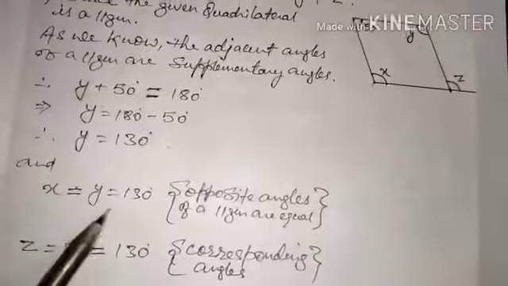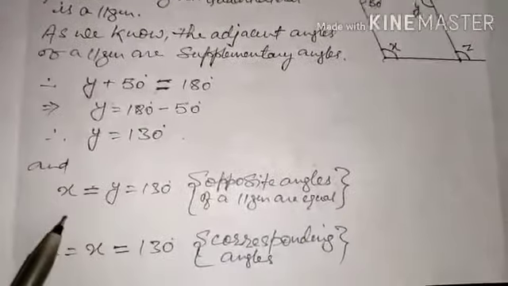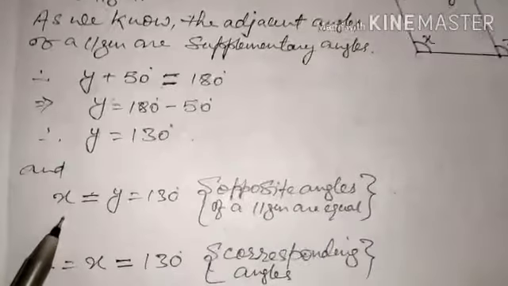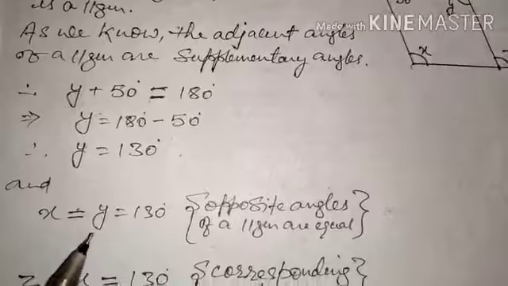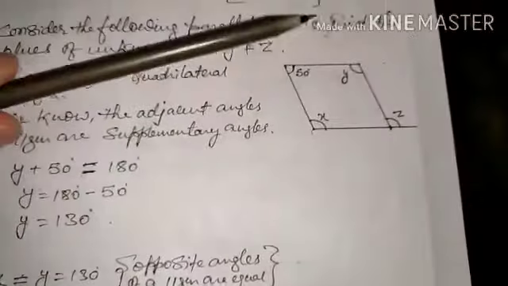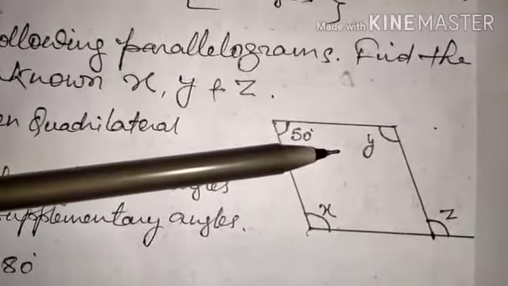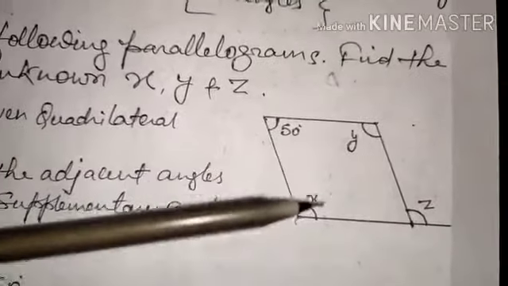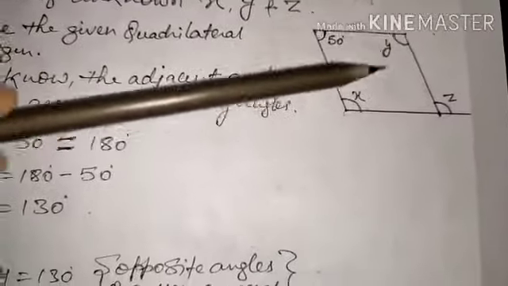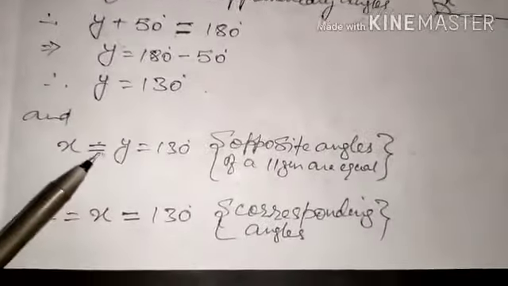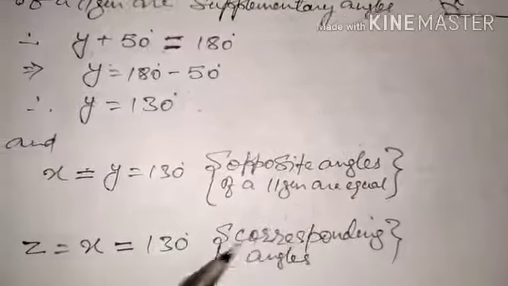Once we have found the value of y, we can find the value of x also. How am I finding the value of x? I have written one statement, x is equal to y is equal to 130. So you can see over here y and x. See the figure, the diagram is a very important thing. y is equal to x, because the opposite angles of a parallelogram are equal to each other. So that only I have written, x is equal to y is equal to 130 degrees, opposite angles of a parallelogram are equal.